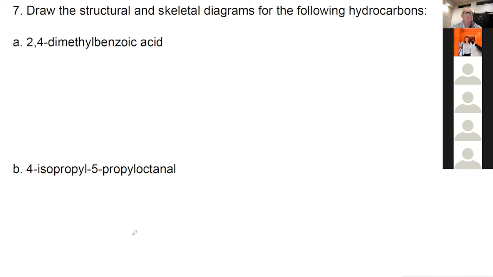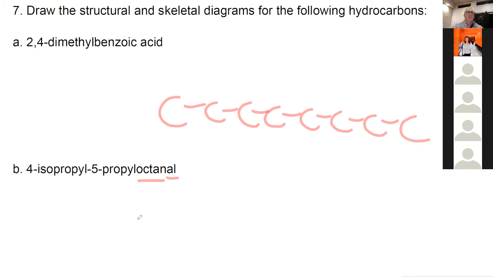It's an aldehyde, right? It's a double bond with a hydrogen at the end and then the R group on the other side. So how big is our R group here? It's going to be 8. 8, that's right, octanol. So we go 1, 2, 3, 4, 5, 6, 7, 8.